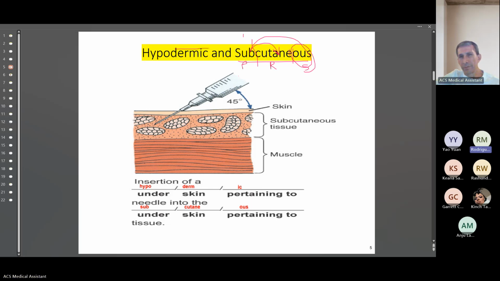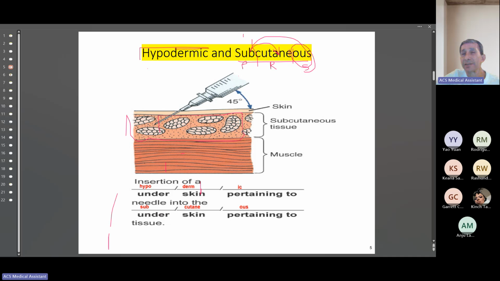Professor, I have a question. Sure. So when do we use hypodermic? Because I know subcutaneous, but when do we use hypodermic? Hypo means the fat tissue. So right here, we have the fat. See? This one in this picture. Okay, right here. This is the fat tissue. Fat tissue is called hypodermis. So hypodermis means that it is underneath the skin.